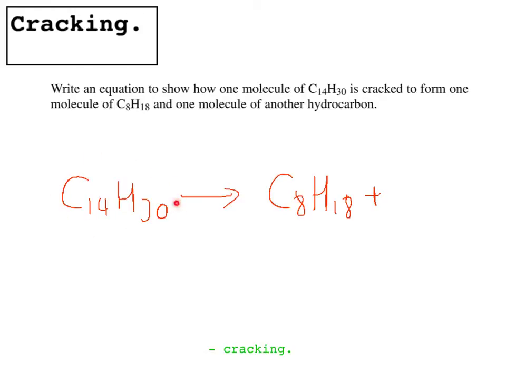So all you've got to do is work out what that other hydrocarbon is. All of these atoms on this side are going to end up on this side. You've already used 8 carbon atoms. There were 14 to begin with. That means there must be 6 left over. So your other hydrocarbon is going to be C6. And then you do the same for hydrogen. You've used up 18 of these 30 hydrogen atoms, so therefore it's going to be H12, because 30 take away 18 is 12. So that's going to be the answer to this question. And it's quite a straightforward question, really.